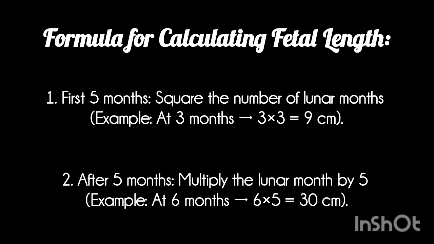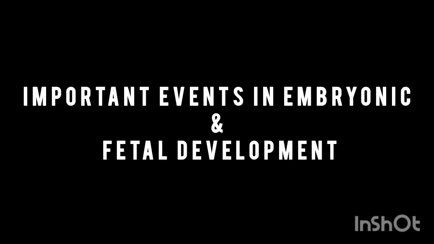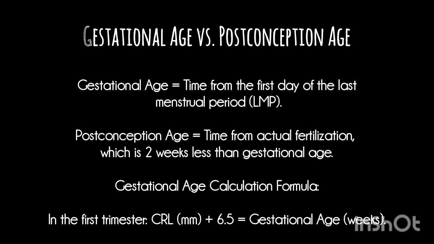2. After 5 months: multiply the lunar month by 5. Example, at 6 months → 6 times 5 equals 30 centimeters. Important events in embryonic and fetal development. Gestational age versus post-conception age.